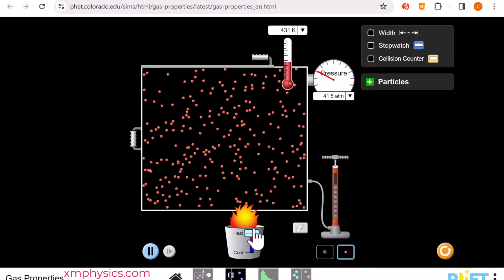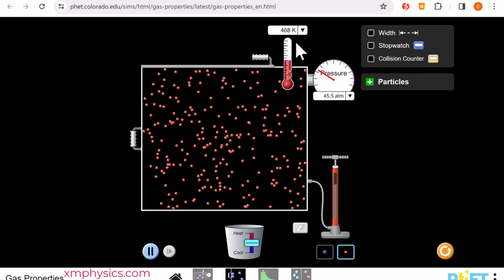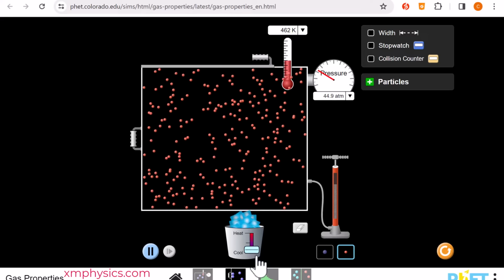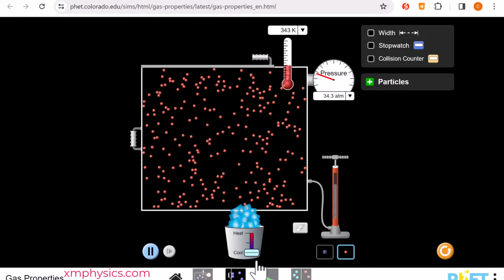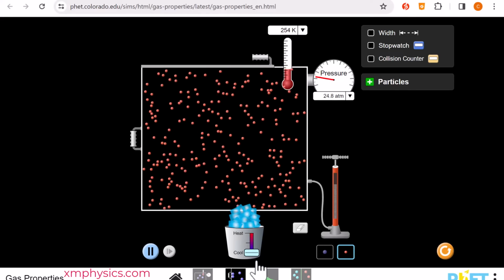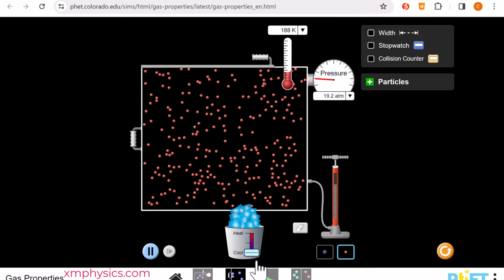Okay, we are heating the gas up. Do you see the temperature go up? So I guess we can also cool the gas down. Those are the ice cubes. So that will slow down the motion of the gas particles.